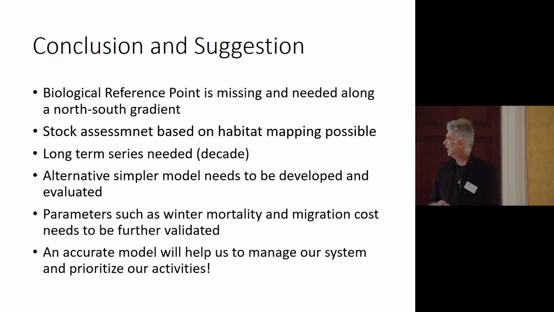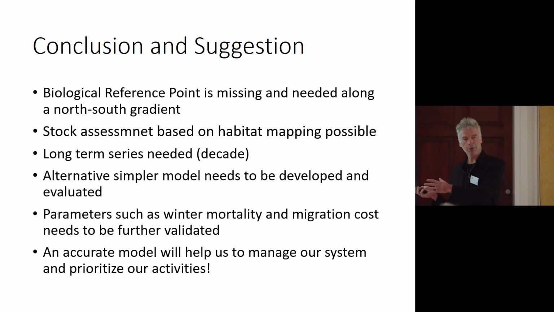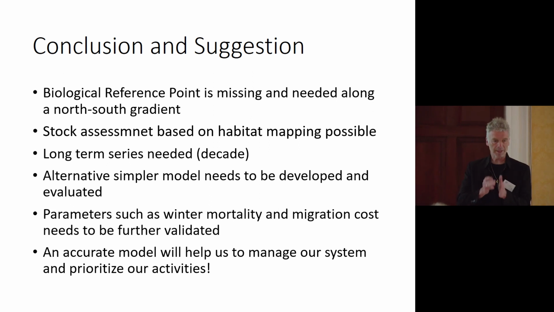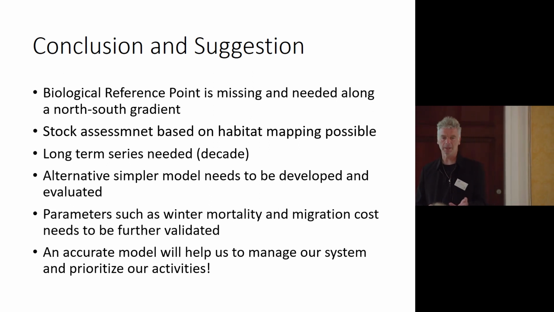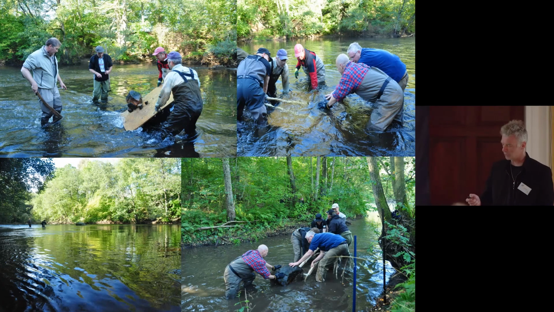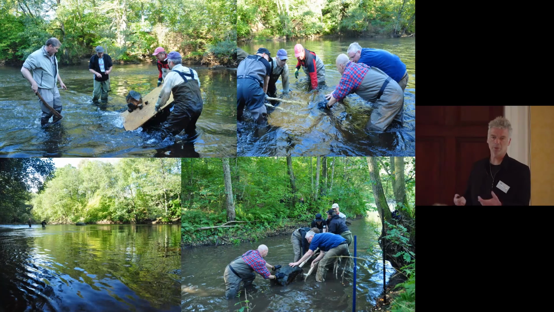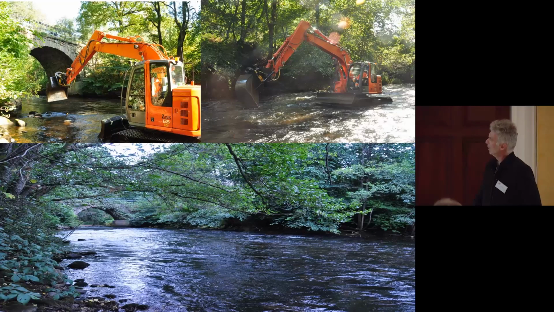An accurate model will help us to manage a system. I think I've shown you now that the model works to some extent. It won't give us the exact number, but will help us to prioritize our activities. And it could also help us to know what the effect would be of various kinds of restoration activities. These are some examples of habitat restoration. If we know the effect of improving the gravel bed or improving the structure for large fish, then we could hopefully get an idea of what would happen for the smolt productivity. So that's done at both small and large scales.